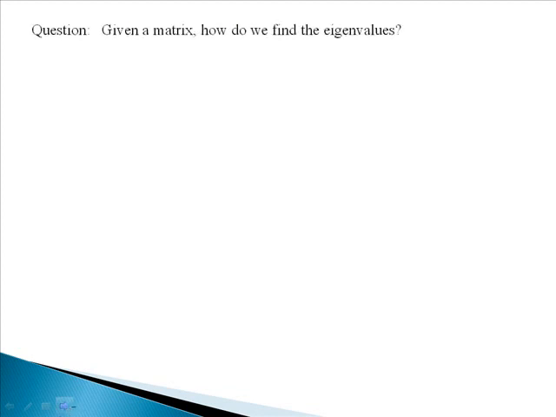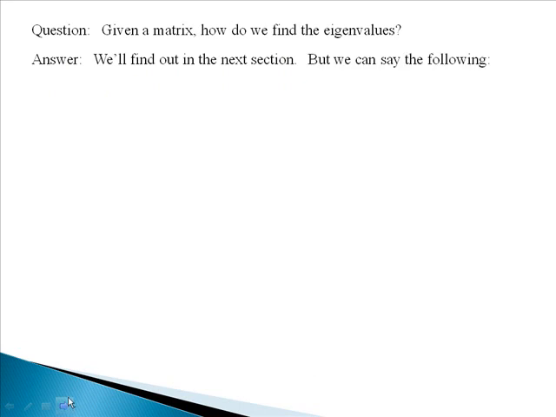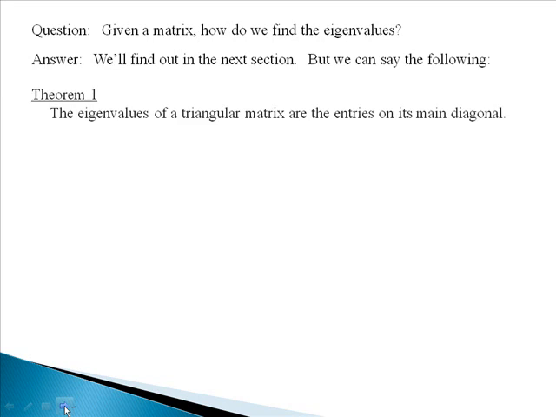Now let's ask the question: if I'm given a matrix, how do we find the eigenvalues? In answer to that, we're going to find out in the next section, so we don't know how to do that just yet. But we can look at the following. The first is Theorem 1. The eigenvalues of a triangular matrix are the entries on its main diagonal.